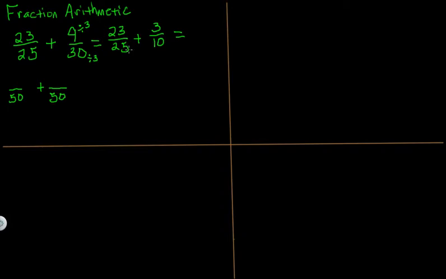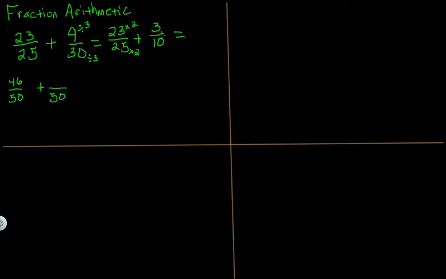So we ask ourselves, what did we do to 25 to turn it into 50? We multiplied it by 2. 25 times 2 is 50. As above, so below. So we also multiply our 23 by 2, and that gives us 46. So this is an equivalent fraction with a denominator of 50. So 23/25ths is equal to 46/50ths.